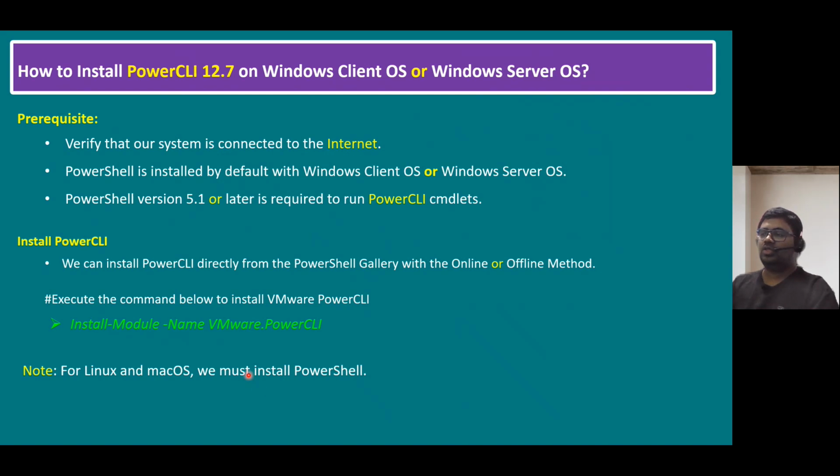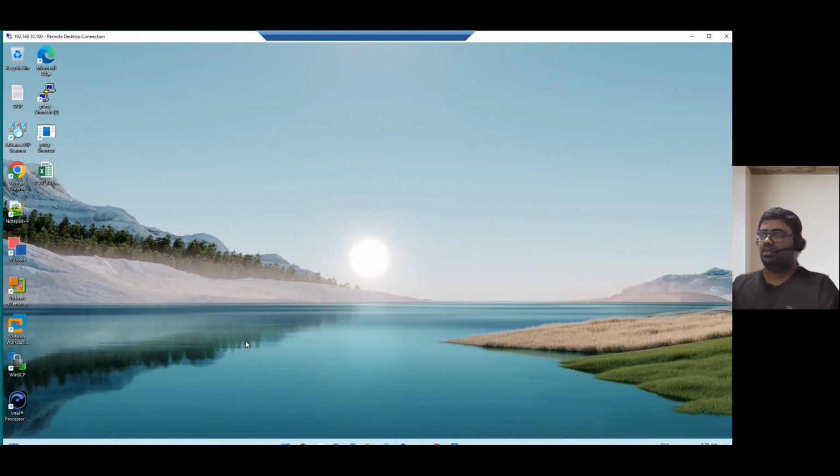And suppose you want to install the PowerCLI on Linux and Macintosh operating systems. Before installing, we must first install PowerShell, and then on top of PowerShell we can install the PowerCLI. But the command for Linux and Macintosh is still the same. Okay, now quickly connect to our lab system and we can install the PowerCLI. So let's connect to our lab system.